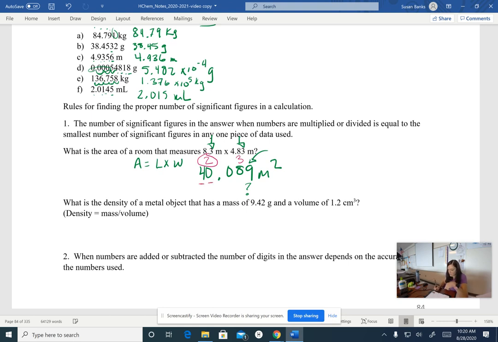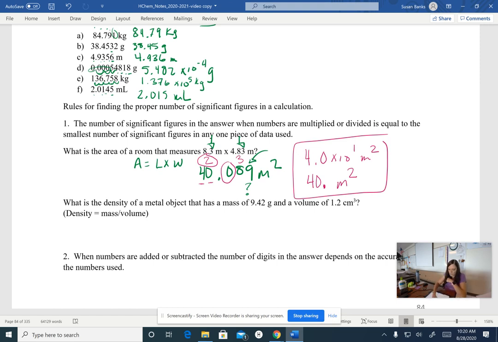So that means 40, 1, 2, and then 0. That 0 tells me to leave it alone. So there's two ways that I can report this and keep my significant digits at 2. I can write this as 4.0 times 10 to the 1 meters squared, or I can write this as 40 with a decimal by it, meters squared. Both of these answers give me 2 significant digits in my answer, and I can only report 2 because my least number has 2 digits.